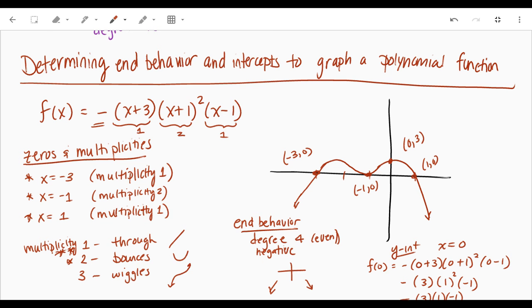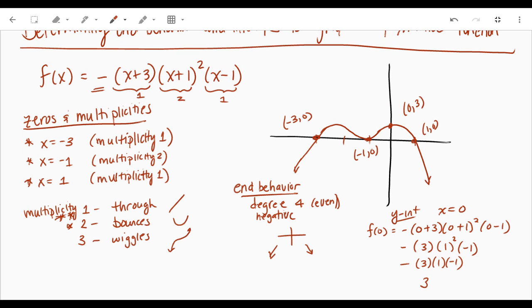So those three pieces, your zeros and their multiplicity, your end behavior, and your y-intercept, should all come together and nothing should contradict. Like I said, if I got a y-intercept of -3, I know something went wrong. Either my y-intercept is wrong, or my end behavior is wrong, or my zeros and their multiplicity are wrong. I can check it.